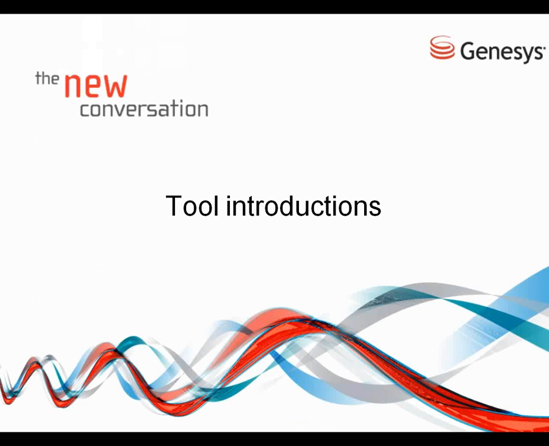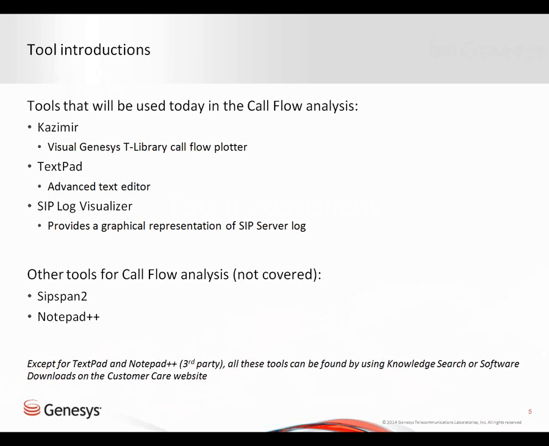The tool introductions are where we begin. The tools that will be seen today are the ones that I use during my analysis. There are also other ones that are listed as well, obviously not limited to these particular tools. There are other ones out there that people use. The ones that I use on a daily basis include Casimir, which is a visual Genesis T-LIB call flow plotter showing T-LIB messaging only.